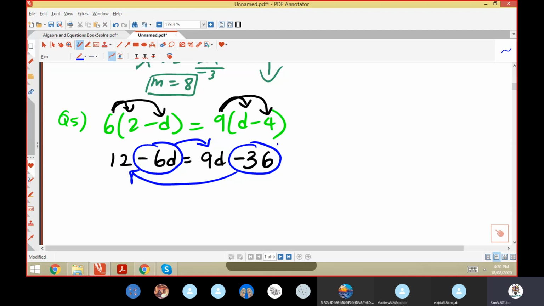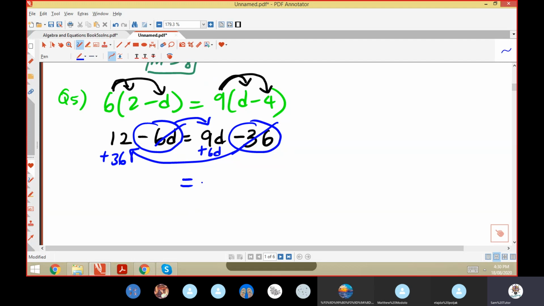So then you're going to do 12 plus 36. And what about this one? 9d plus 6d. Good job. Done. All right, now let's write it down here. Equals 9 plus 6, 15d. 12 plus 36, 48. And then, Adele, you're literally one line away. We want to just find d.